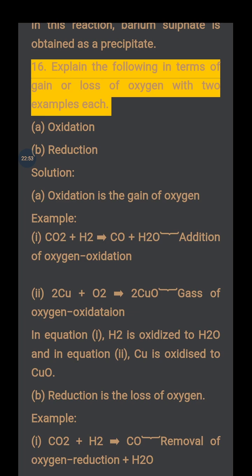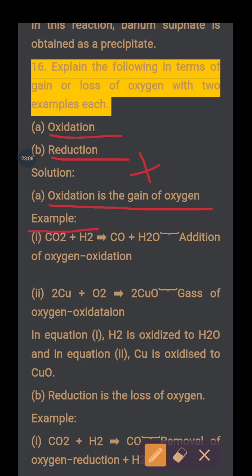Explain the following in terms of gain or loss of oxygen, with two examples: what is oxidation and what is reduction? We know oxidation means plus oxygen; oxidation is the gain of oxygen. Example: CO + H2. H2 gets oxidized with the oxygen.